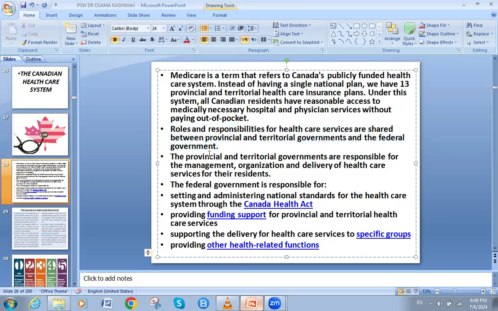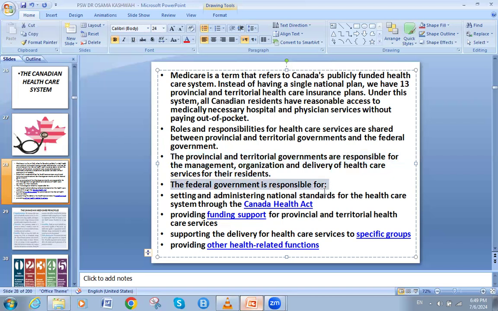We will also talk about how the provincial and territorial governments are responsible for the management, organization, and delivery of healthcare services for their residents. We'll talk about the federal government.